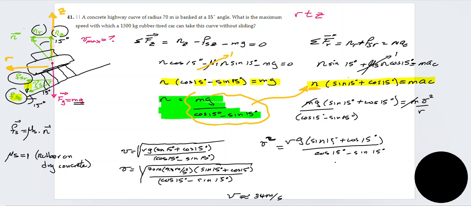So when we have a banked curve at a 15 degree angle, we're going to have a maximum speed that is going to be higher than the example that is in the book for pretty much the same conditions, except that the angle was 0 degrees. So the maximum speed is higher than in the other case where the angle was 0 degrees. Of course, because in this case the radial component of the normal force is going to contribute to keeping the car on track, with the net force.